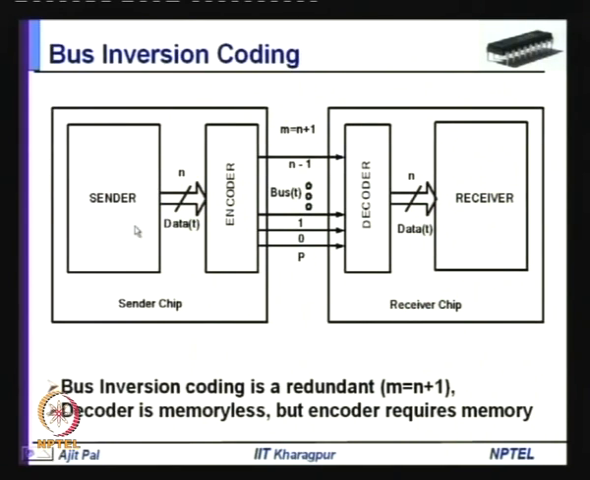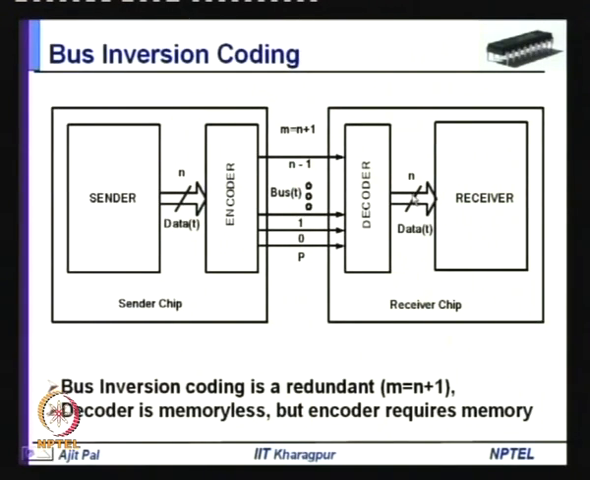You have the sender and you have the encoder here, which converts the n bit data into n plus 1 bit, including this polarity bit. So, there is redundancy, but the redundancy is not much, only one additional bit is added for transmission over the bus, and the decoder will convert it back to n bit. Now, in this particular case, how do you implement the encoder and decoder? In this case, the decoder is memoryless, but the encoder will require memory.